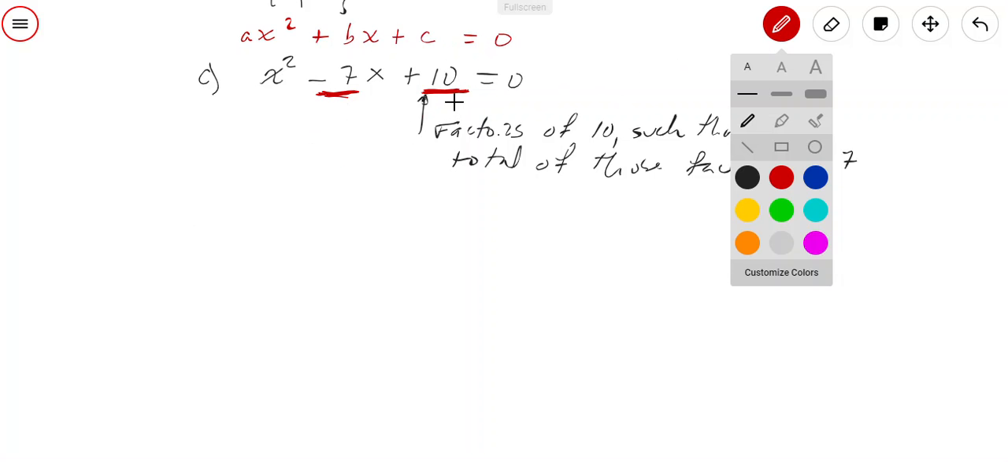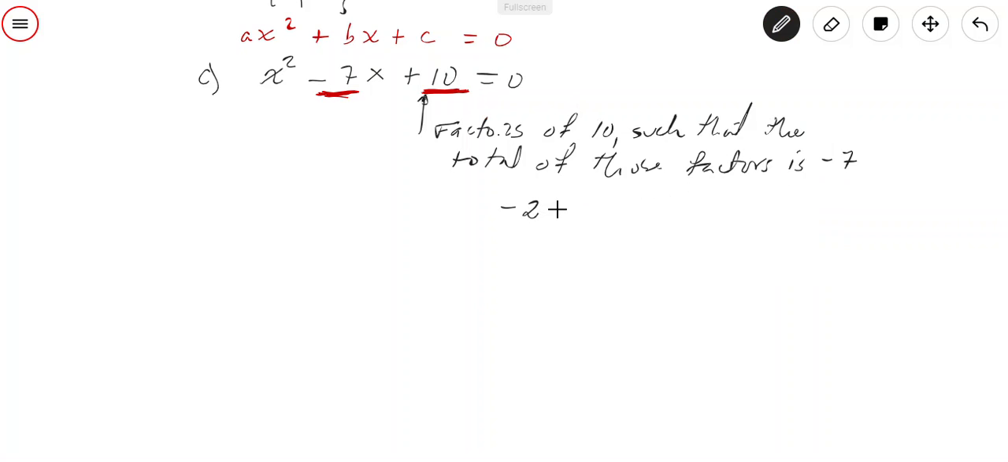So which are those numbers that you multiply and you get 10, and then adding the numbers you get minus 7? Of course, they are negative 2 times negative 5, because when you multiply negative 2 times negative 5, negative times negative is positive, and 2 times 5 is 10. And when you combine negative 2 plus negative 5, that means adding those factors, we're going to get, in this case, what? Minus 7. So the numbers I'm looking for are negative 2 and negative 5.